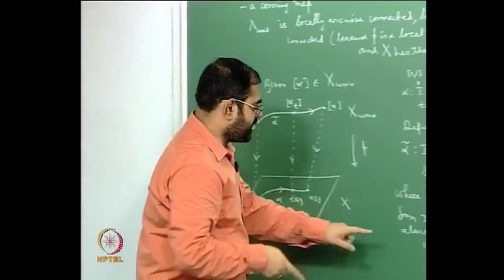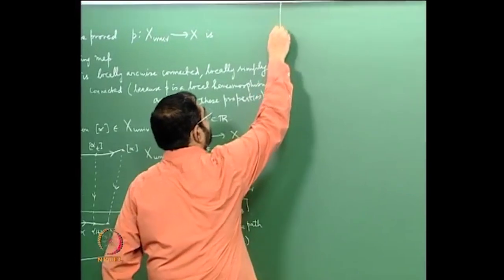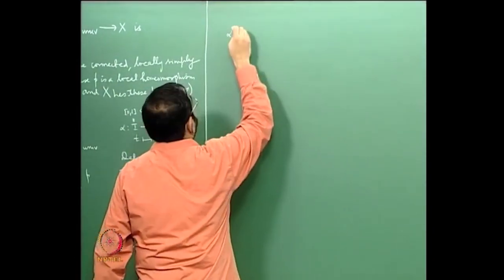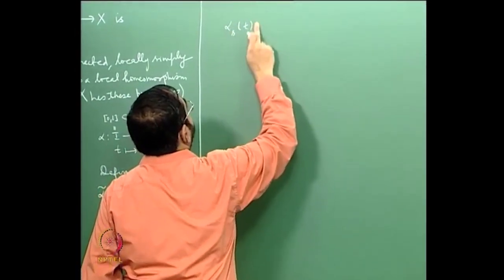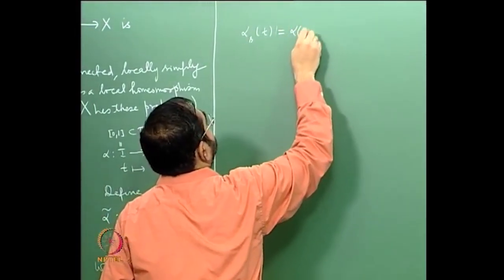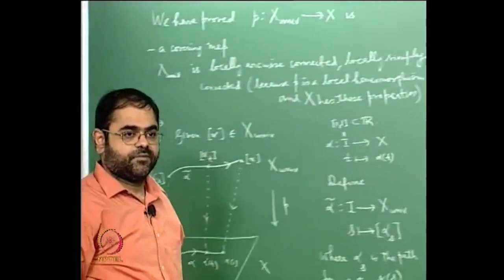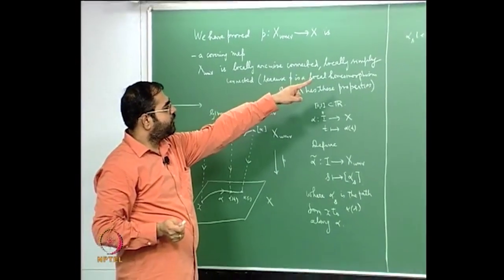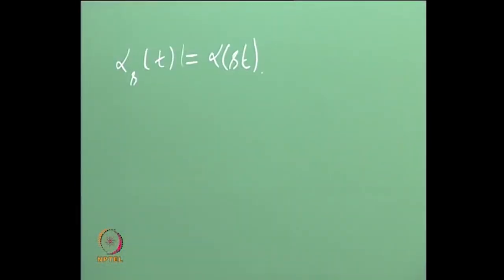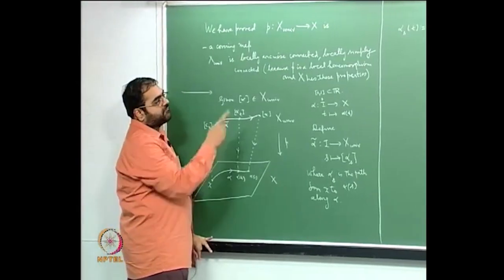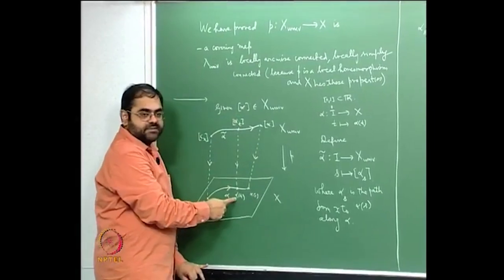So it is very easy to define alpha of s, it is not difficult. Alpha sub s is the path which at time t is just alpha of st. So this is the path. You can see that when t is 0 you will get alpha of 0, which is x, and when t is 1 you get alpha of s.